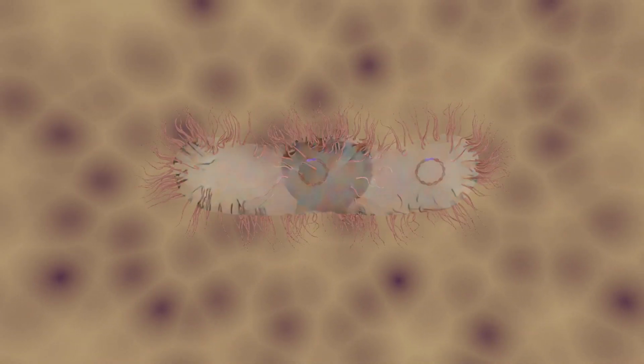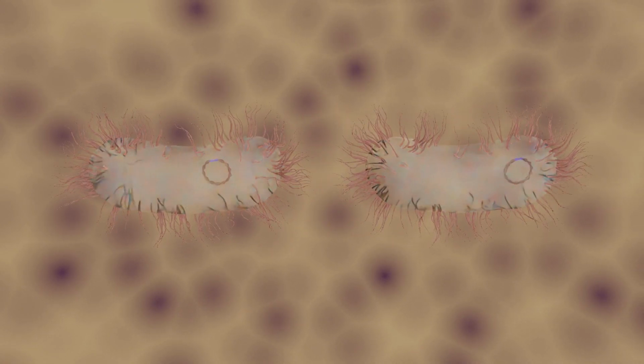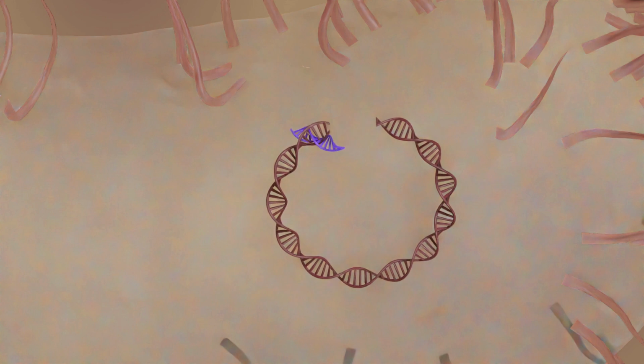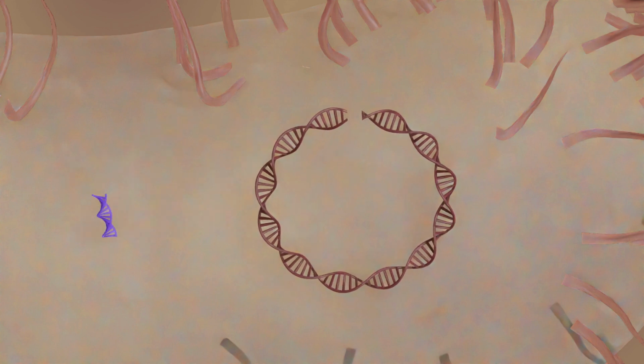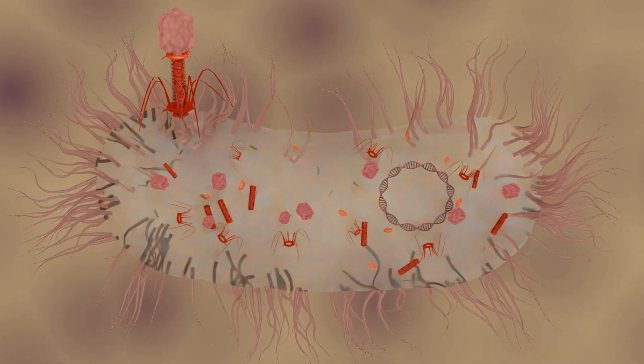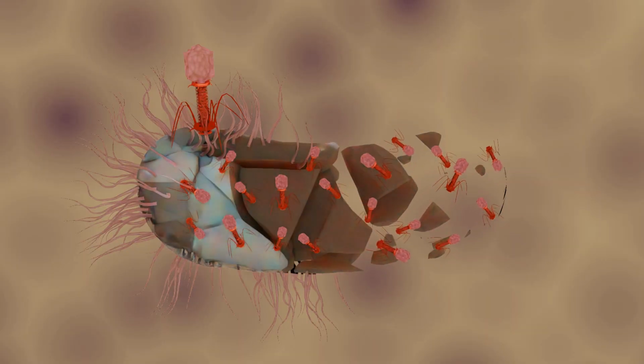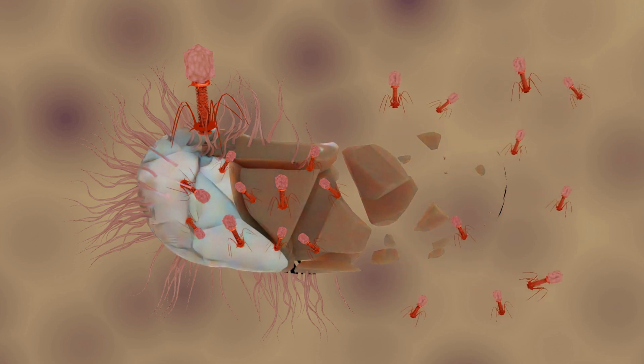However, each time a host cell divides, the prophage is copied along with the host DNA. Sometimes, the viral DNA gets detached from the host chromosome and the lytic cycle starts. This process is called induction. Hundreds of new phages are released which can infect another host cell nearby.